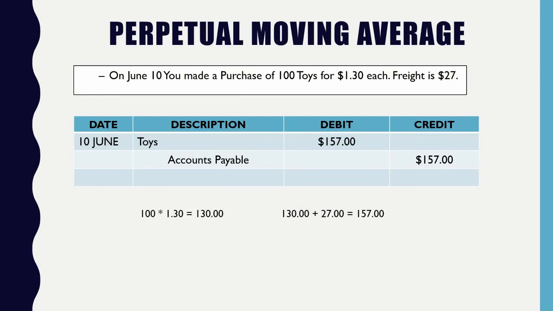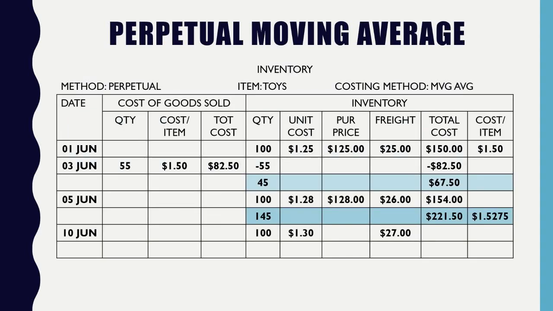So then on June 10, we made an additional purchase of 100 toys at $1.30 with a freight of 27. So once again, we're going to plug those numbers in here, right? Now that we have additional 100 items at $1.30, that's going to give us $130 plus 27 gives us a total of $157. We stop here because now we need to add our new totals, because now we no longer have 145 items available.